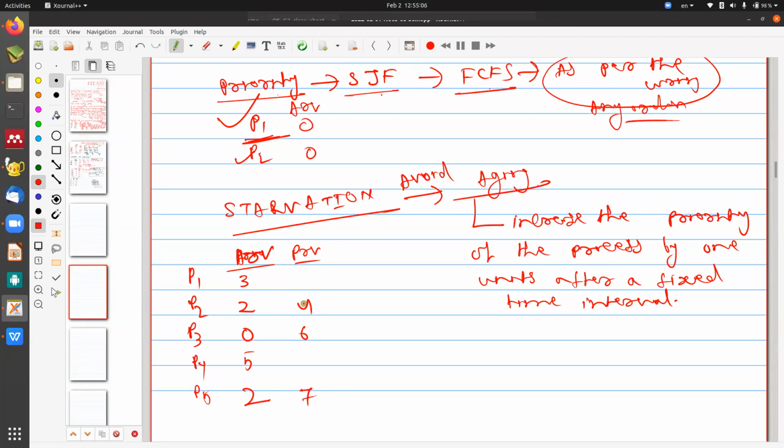Again, one is coming. This one's priority will be 2, and this one's priority will be 1. And some execution time is there. Let's assume that it is 7 units, this is 3 units, this is 4 units, this is 1 unit, and this is 3 units. This is the execution time.